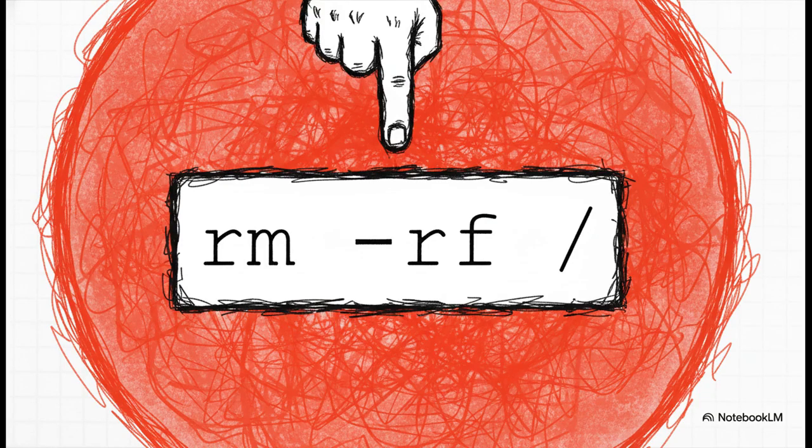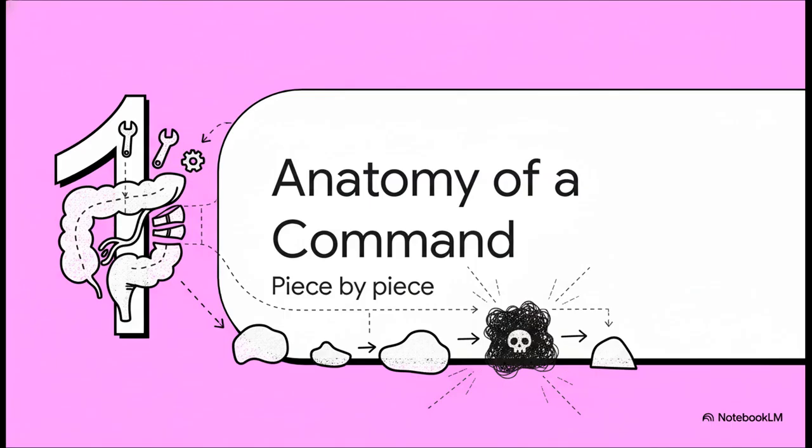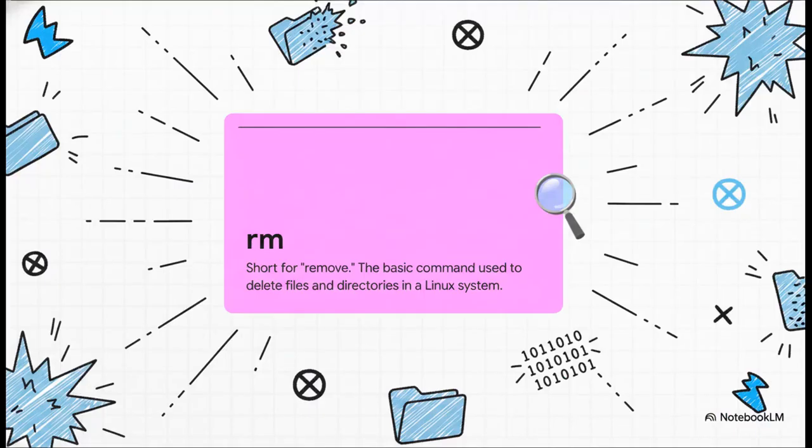It almost looks like a typo, right? Totally harmless. But don't be fooled. This short little string of text is basically a digital doomsday button. So the real question is, how on earth do these few characters hold so much destructive power? To really get it, we've got to do a kind of digital autopsy. We're going to take this thing apart, piece by piece, and see just how each little part contributes to the catastrophe.